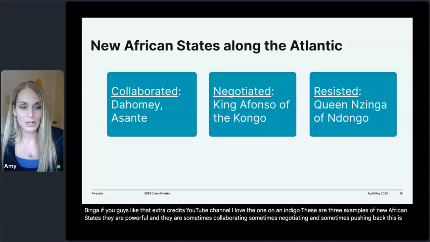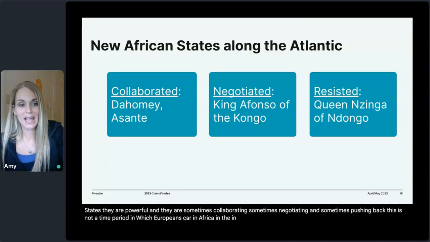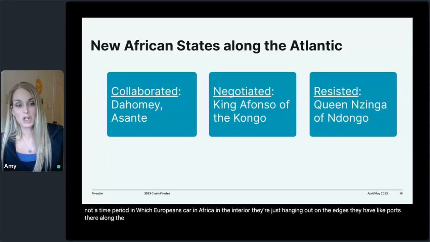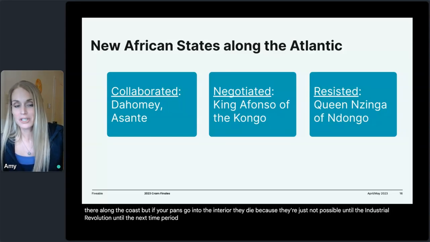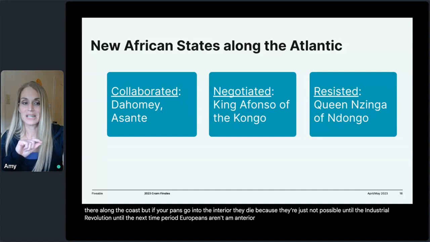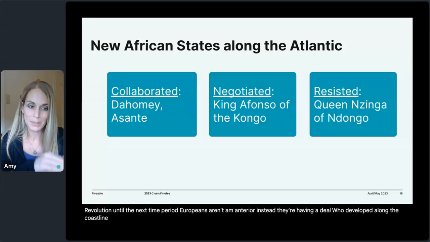This is not a time period in which Europeans are in Africa in the interior. They're just hanging out on the edges. They have ports. They're along the coasts. But if Europeans go into the interior, they die because it's just not possible. Until the Industrial Revolution, until the next time period, Europeans aren't in the interior. Instead, they're having to deal with strong new African states who've developed along the coastline because that's where the business is.